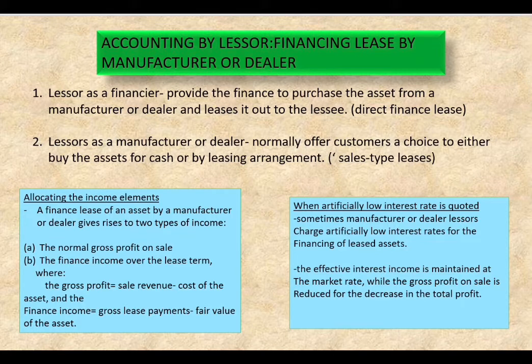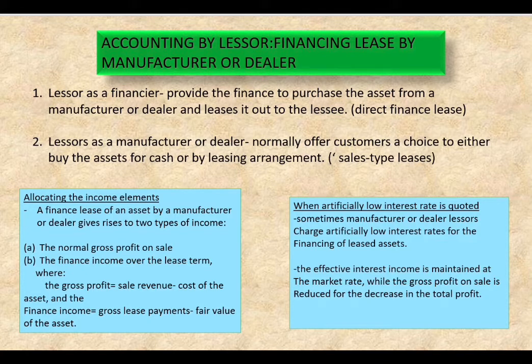Okay, let's see what is financing lease by manufacturer or dealer. It is quite different. There are two possible ways: the lessor as a financier, or the lessor himself as a manufacturer or dealer. The lessor as a financier provides the finance to purchase the asset from a manufacturer or dealer and leases it out to the lessee, also known as a direct finance lease. While the lessor as a manufacturer or dealer normally offers customers a choice to either buy the asset for cash or by leasing arrangement, also known as a sales type lease.